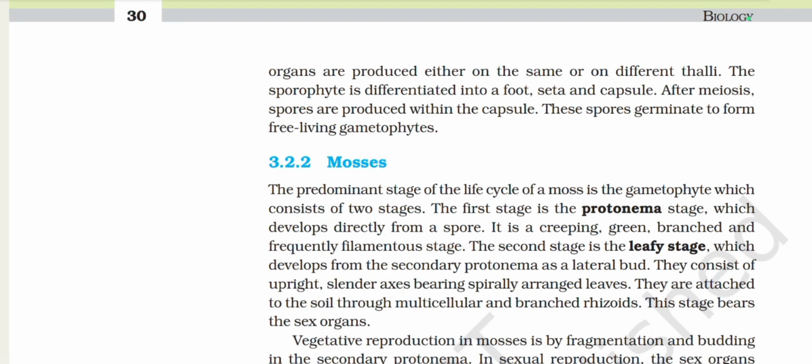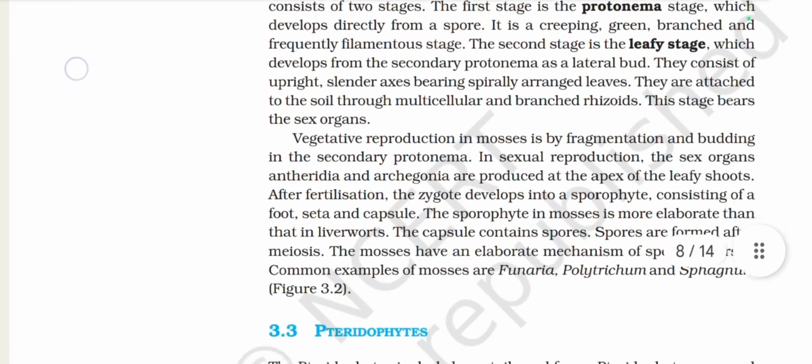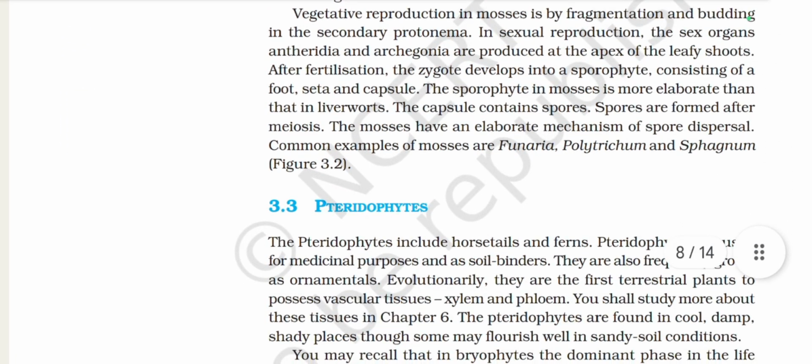Vegetative reproduction in mosses is by fragmentation and budding in the secondary protonema. In sexual reproduction, the sex organs antheridia and archegonia are produced at the apex of the leafy shoots. After fertilization, the zygote develops into a sporophyte consisting of foot, seta, and capsule. The sporophyte in mosses is more elaborate than in liverworts. The capsule contains spores. Spores are formed after meiosis. The mosses have an elaborate mechanism for spore dispersal. Common examples of mosses are Funaria, Polytrichum, and Sphagnum.